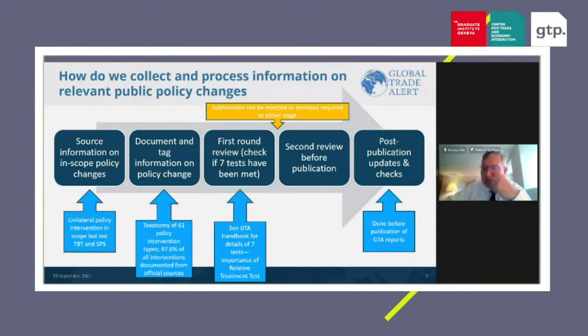After a measure has been published, that's not the end of the story. There can be updates to the measure, and we conduct checks on the whole database before we publish every single GTA report. So we're currently preparing our 28th report, and a whole series of checks are being done on the entire database to make sure that there are no obvious mistakes.